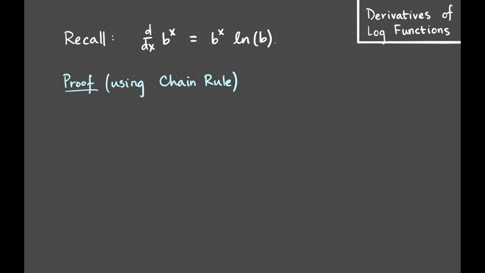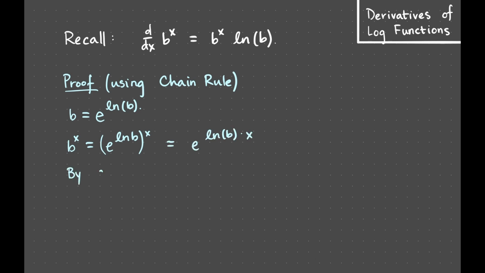Because the natural exponential function and the natural log function are inverses of one another, we can write b is equal to e to the natural log of b. With this way of thinking about b then, the expression b to the x becomes e to the ln b all raised to the power x, which, by a rule of exponents, is just e to the ln b times x. This is an expression we can now differentiate using chain rule.